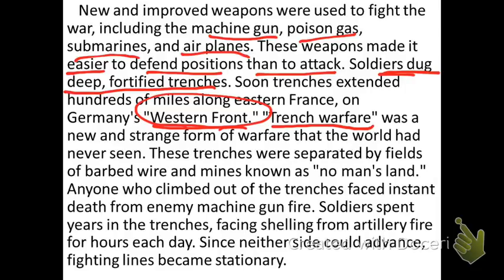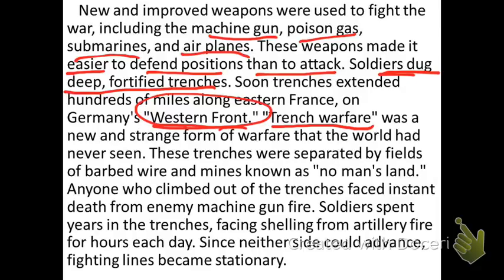Trench warfare on the Western Front, and the term Western Front is used to indicate the area between France and Germany, was again covered, which is the wrong word to use, but there were hundreds of miles along the French-German border of these trenches. And in many cases, as I said before, these are fairly elaborate. In some cases, they were just quick holes dug in the ground.